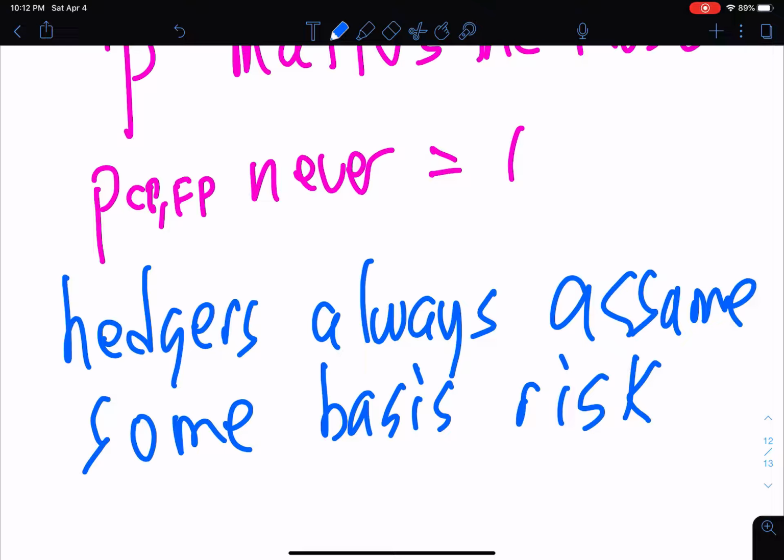And as I mentioned before, in order to reduce their exposure to the price risk of the commodity they're trying to harvest, if they're a farmer, the hedger must accept in return an exposure to basis risk. And of course, one last point here.